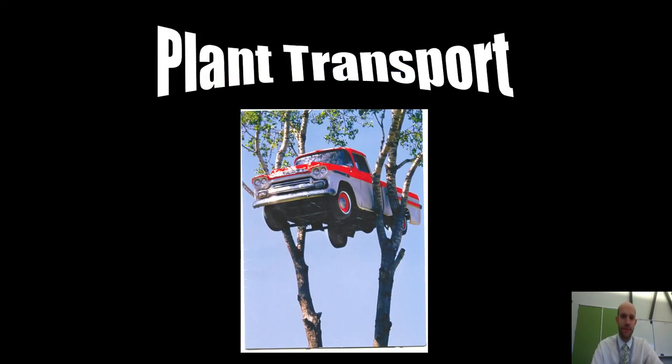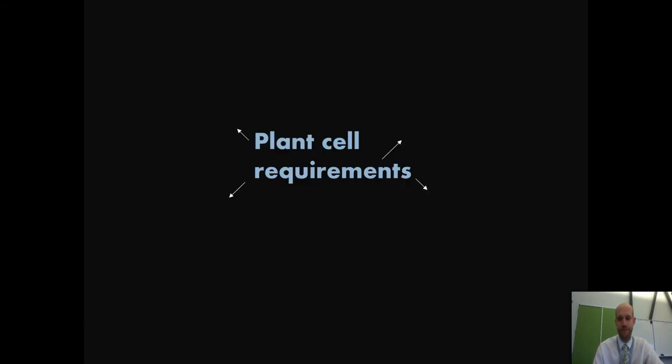So to start off with, we're looking at plant transport. Now, plants need a very different form of transport mechanism than we do. We have the circulatory system, which is needed to move nutrients and oxygen and stuff around our bodies at speed. But plants can do things much slower because their rate of metabolism, that is the rate of chemical reactions in their body, is much slower.